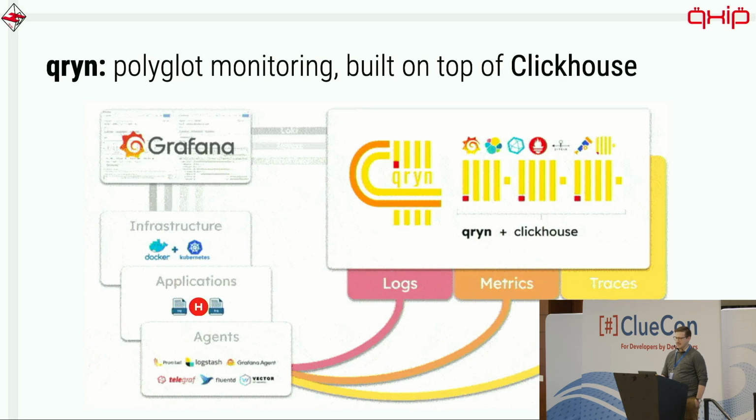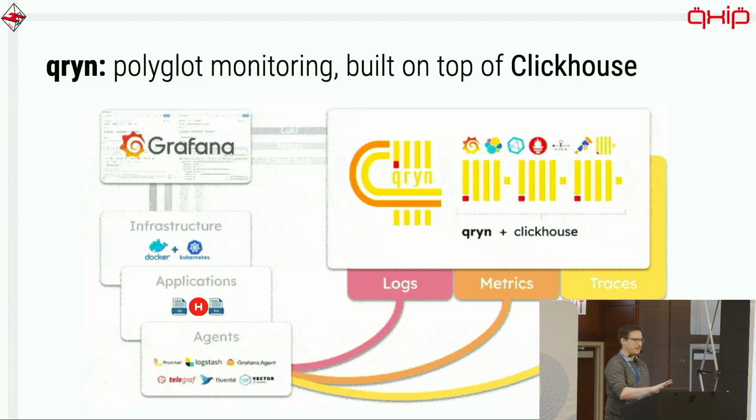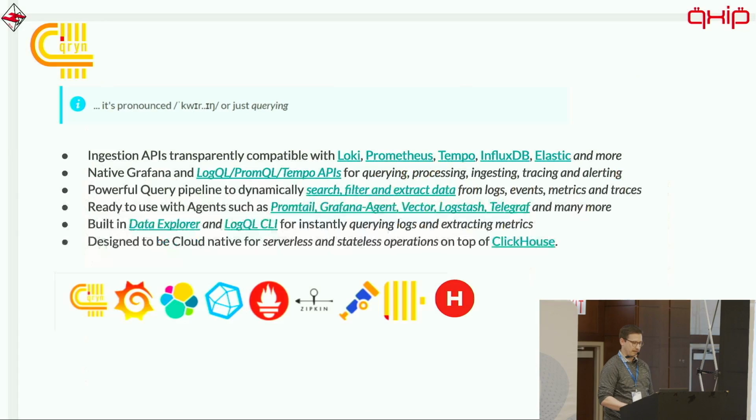So what is it? On a 10,000-foot level, it's a monitoring tool device for logs, metrics, and traces. Many of the Grafana people probably are aware of Loki. There's a different kind of infrastructure application and monitoring for all sorts of agents. They're available to go right into QRYN. So it's compatible. And it's running on top of ClickHouse, which is a database.